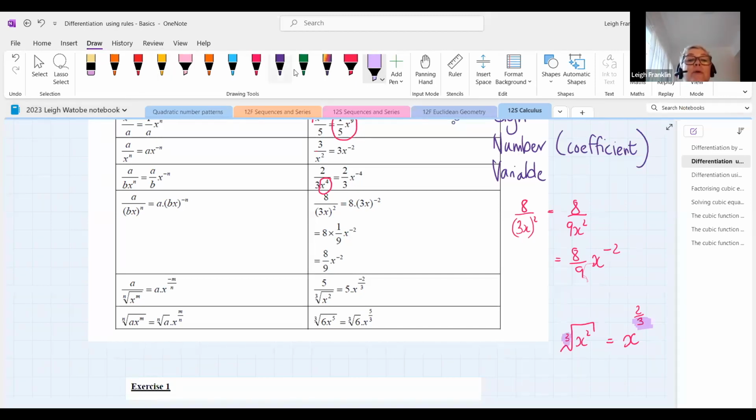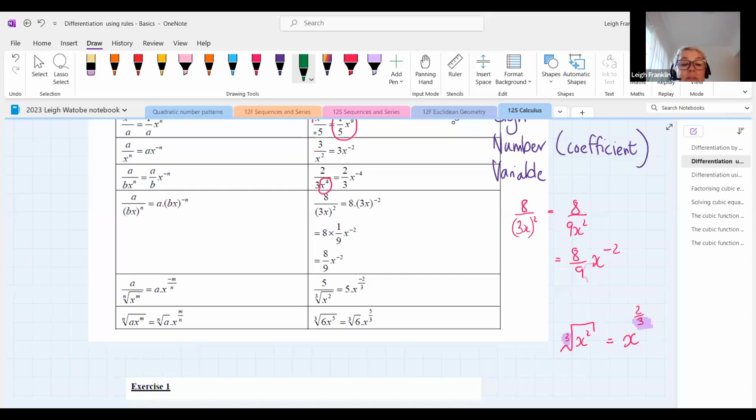So now let's go and have a look at the example that we've got over here. We've got 5 over the cube root of x squared. So what we want to do is get rid of the divide line. We want to get rid of the root as well. So we can take this into the numerator and change the sign of our exponent. And that's why we've written it as 5x to the power of negative 2 over 3. So sign, number, variable with our exponent.